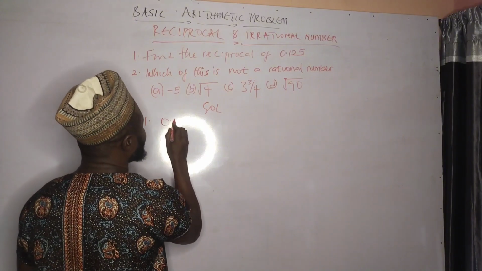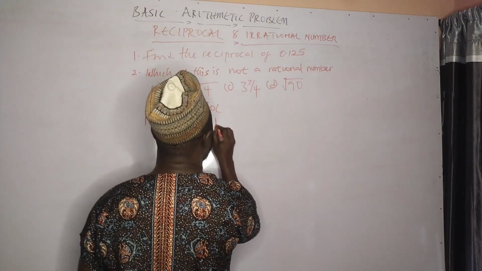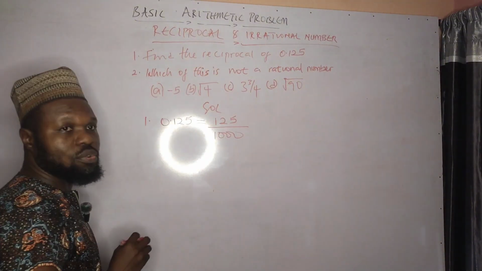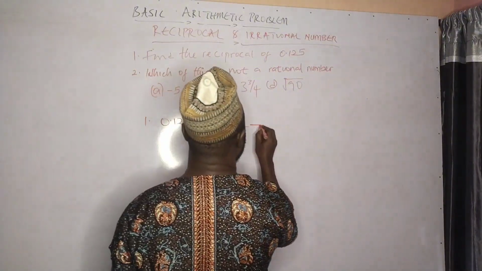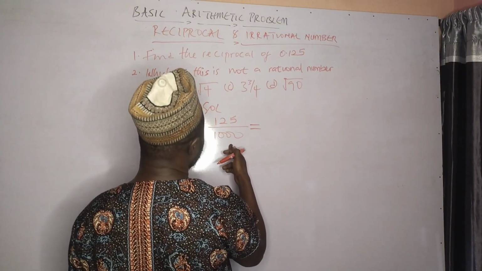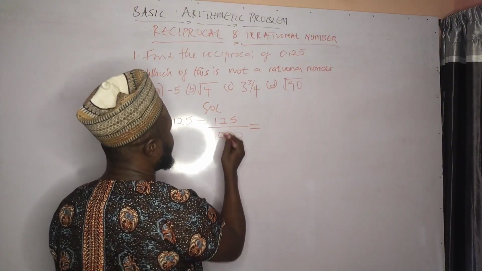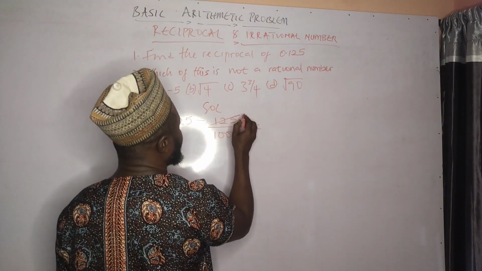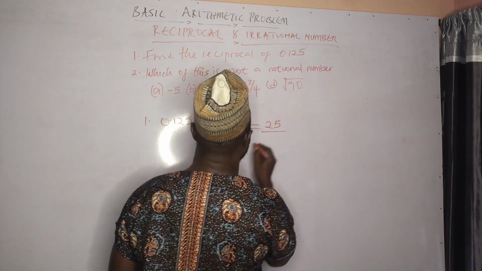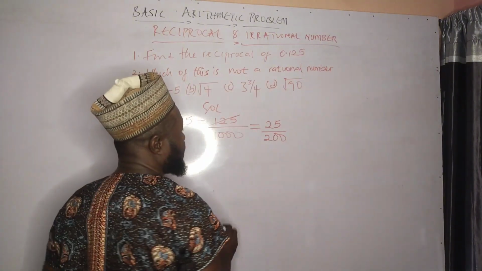So 0.125, let's convert it to a fraction. This should give us 125 divided by 1,000. Is that so? Yes, it is. And 125 divided by 1,000, let's break it down little by little so that it doesn't get confusing. 5 in 12, we have 2. In 25, we have 5. 5 in 1,000, we have 200. Then this should be 1 over 8 anyway.